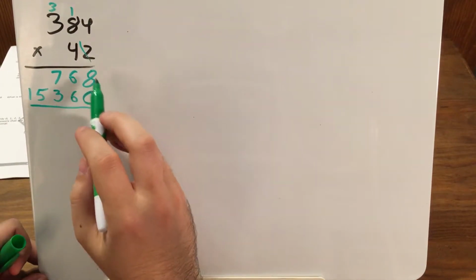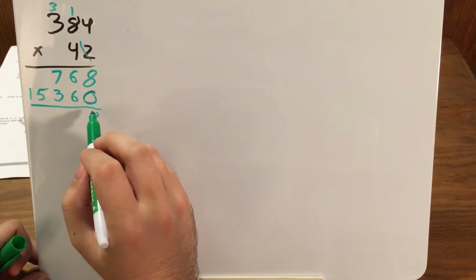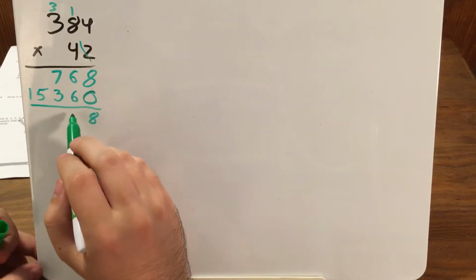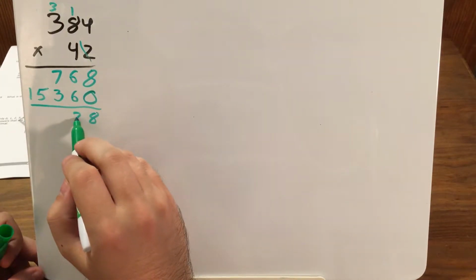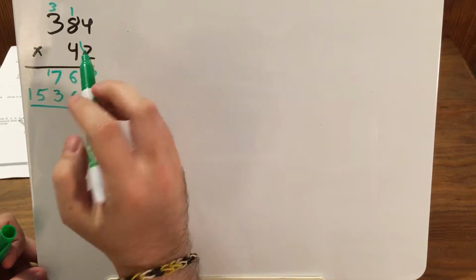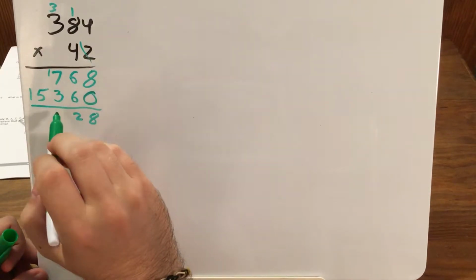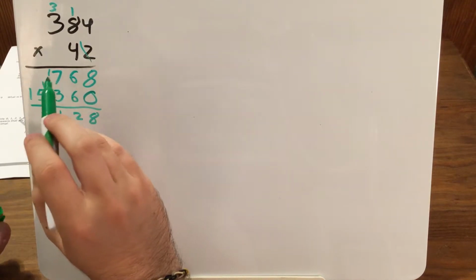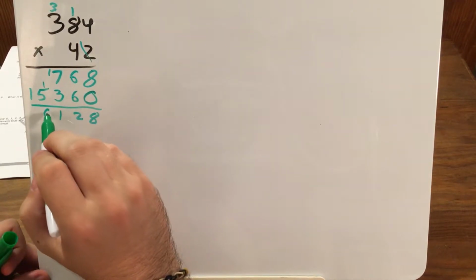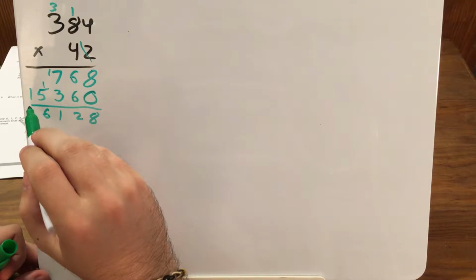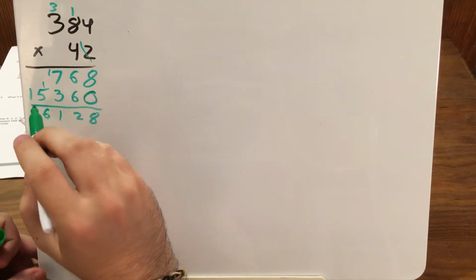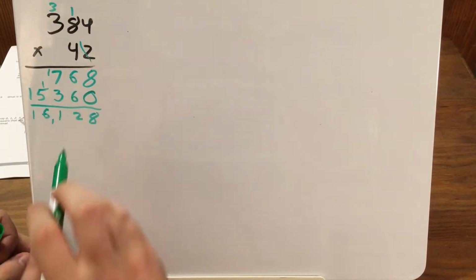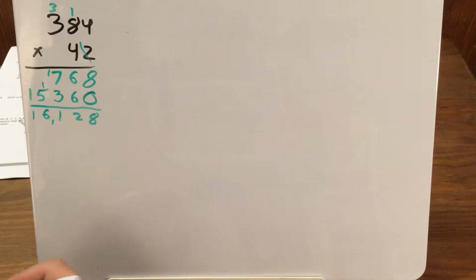I add up all this stuff, and that's 8 ones. 6 plus 6 is 12 tens, or 2 tens and 100. 1 plus 7 plus 3 equals 11 hundreds, also known as 100 and 1,000. 1,000 plus 5,000s equals 6,000. And then 1 in the 10,000s place means that I just keep my 10,000 there. So I end up with 16,128.